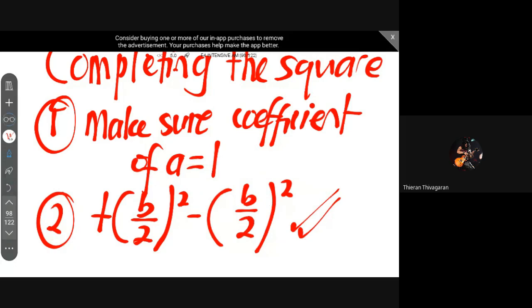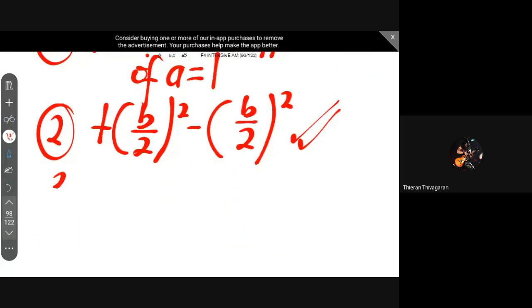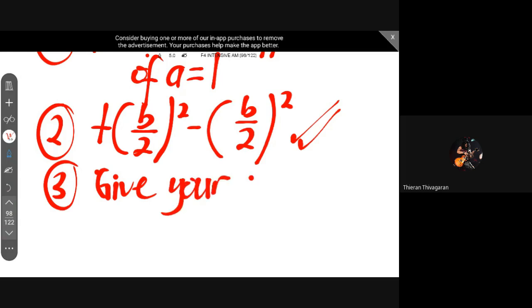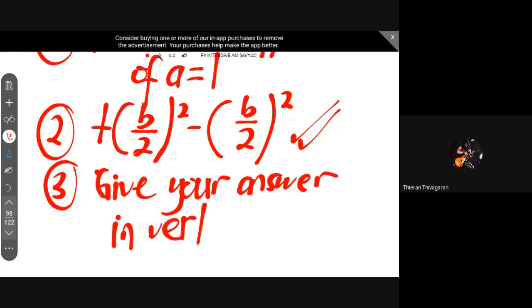And then the third step. Third step basically saya boleh kata give your answer in vertex form. Okay guys, vertex form. Can you all type out for me? What is the general formula for vertex form? Apa bentuk vertex? Can you all type out?